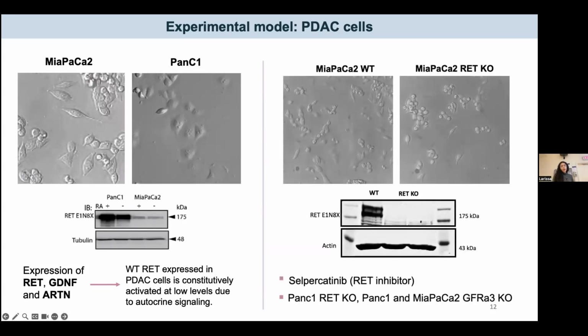To investigate RET functions in these cell lines, we have generated CRISPR RET knockout MiaPaCa-2 cells, and we are currently in the process of making PANC1 RET knockout cells, and we are also working on selecting the guide RNA for the GFRα3 knockout cells, which will be completed soon. Furthermore, in some of our experiments, we also used selpercatinib, which is a specific RET inhibitor.